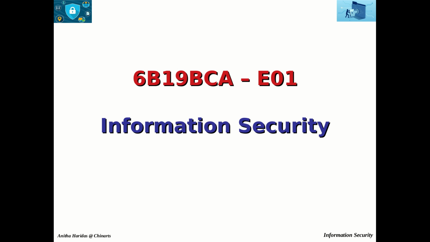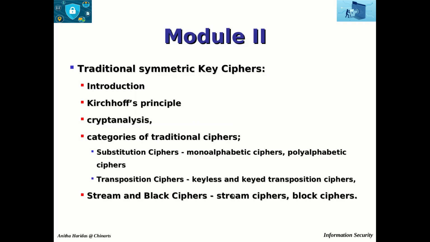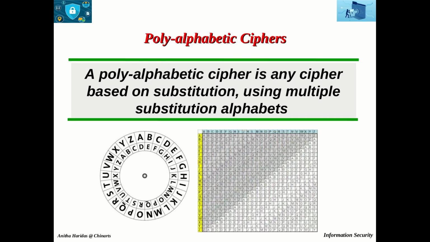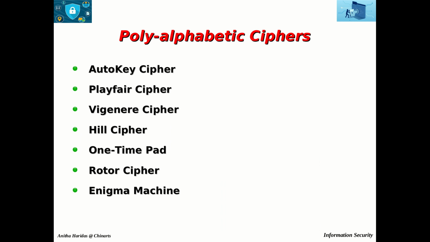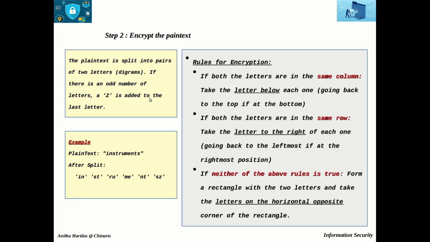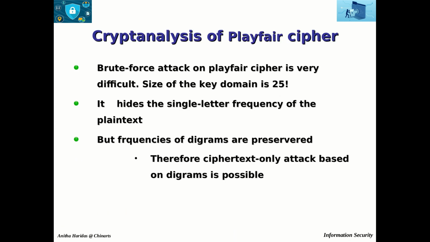In the elective course Information Security, we are currently discussing the substitution cipher, which is one of the symmetric key ciphers. In our previous sessions, we have covered what is monoalphabetic cipher, and we have also discussed the two polyalphabetic cipher methods, AutoKey cipher and Playfair cipher. In this video, we are going to talk about Vigenere cipher and the Hill cipher.